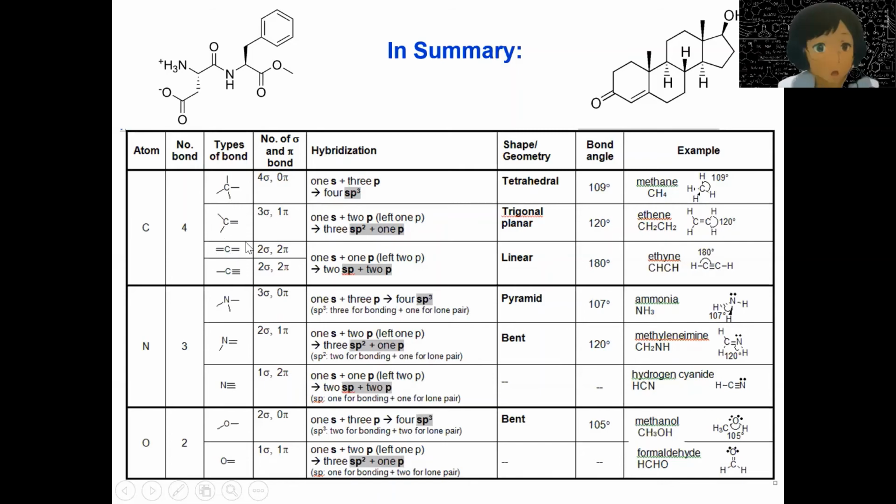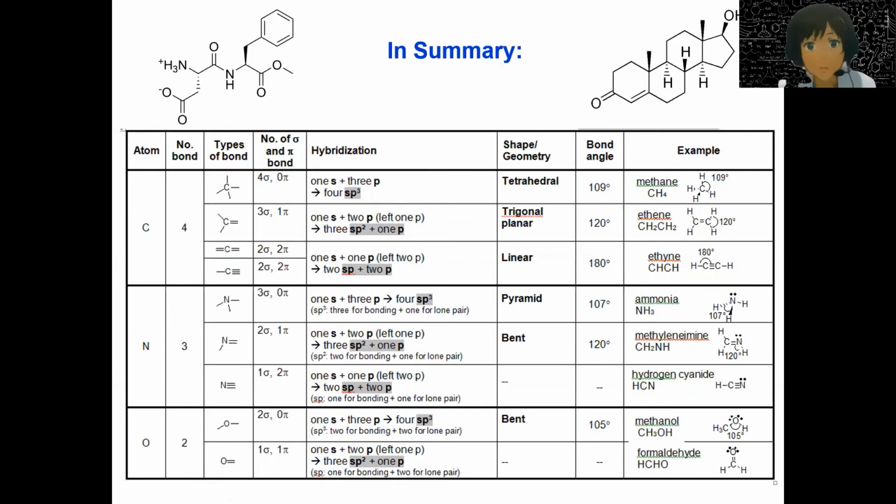For 2 double bonds, that is 2 sigma, 2 pi. 1 triple and 1 single bond will be 2 sigma and 2 pi as well. So for the hybridization, if it's sp3 hybridization, that means 1 s orbital mixed with 3 p orbitals to give us 4 sp3 orbitals, and the shape will be tetrahedral. The angle will be 109 degrees.